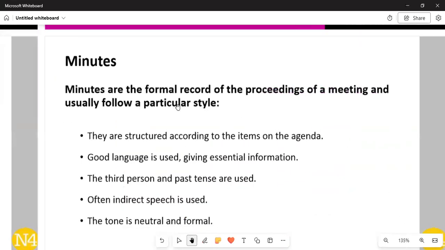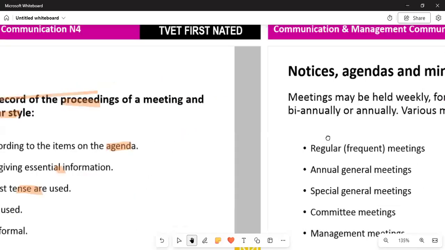Again, we are having what we call the following. Here in the minutes, they are structured according to the items of the agenda. Number 2, good language is used, giving essential information. When we're talking about essential information, we mean the important information. And then when we are moving on, we see that the third person and the past tense are used. Remember that the secretary must be a good writer as well. And then let us talk about the indirect speech that is being used. They must also form part of the panel, and the tone must be neutral and formal. And then it can be for a maximum of 10 marks.